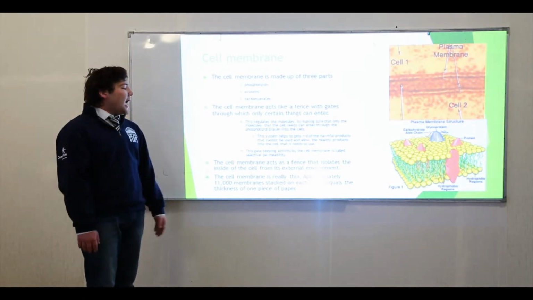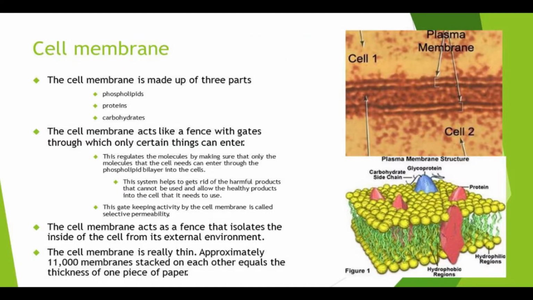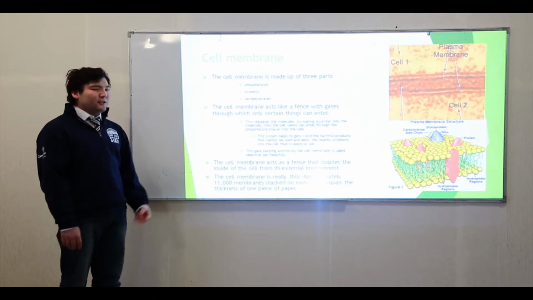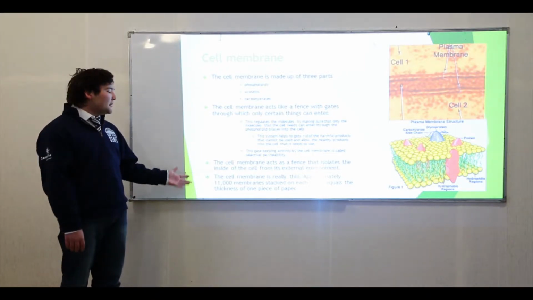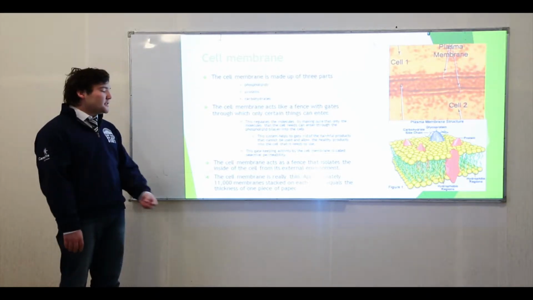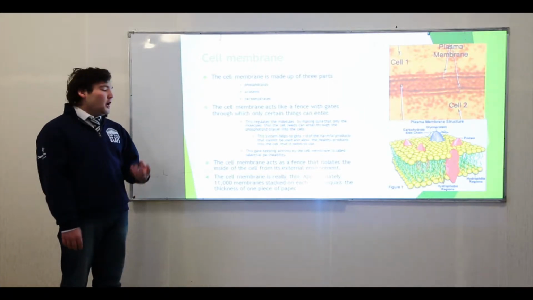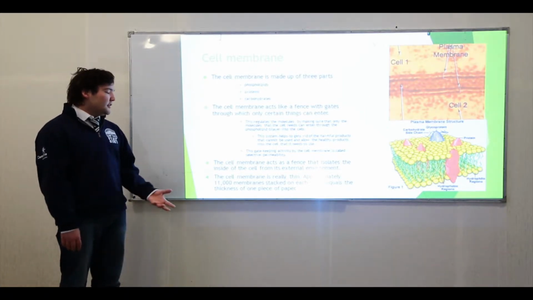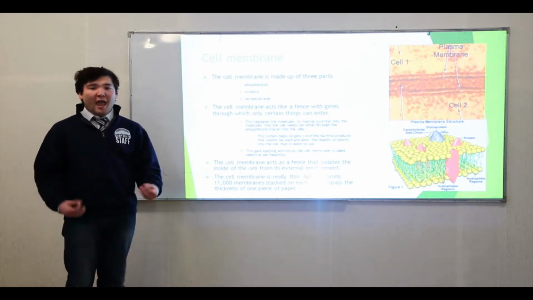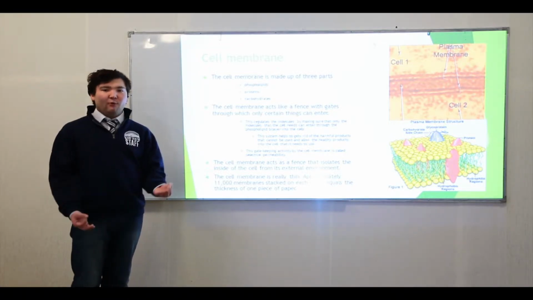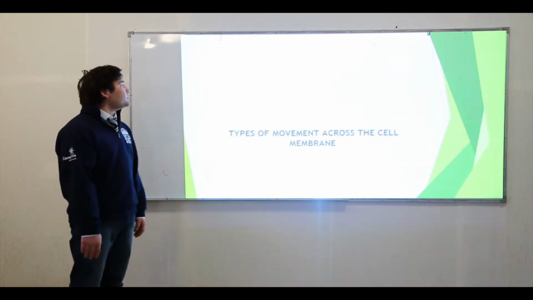So the cell membrane acts as a fence that isolates the inside of the cell from the external environment. The cell membrane is really thin. Approximately 11,000 membranes stacked on each other equal the thickness of one piece of paper. And now, just imagine how thin it is.